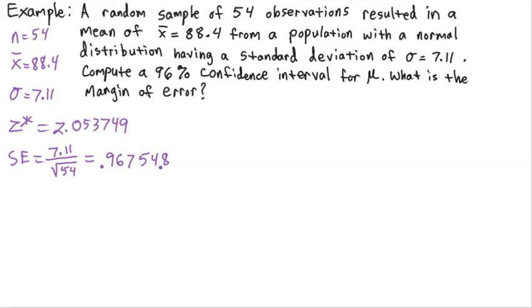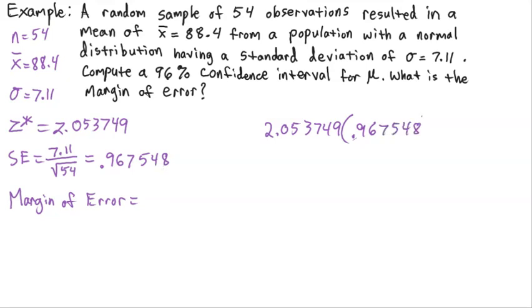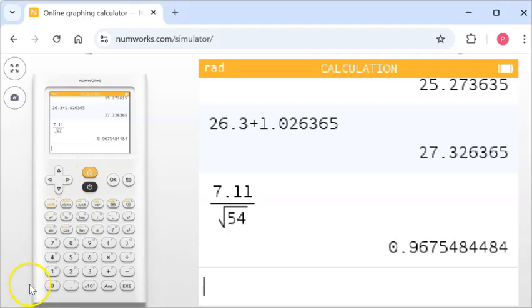All right, step 2, we want the margin of error. The margin of error, here we go, is simply the z star times the standard error. So 2.053749 times 0.967548.